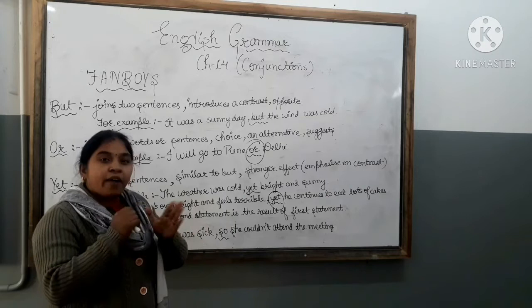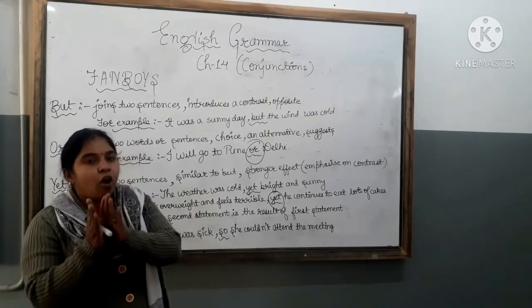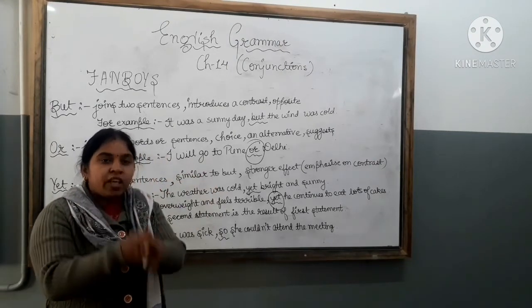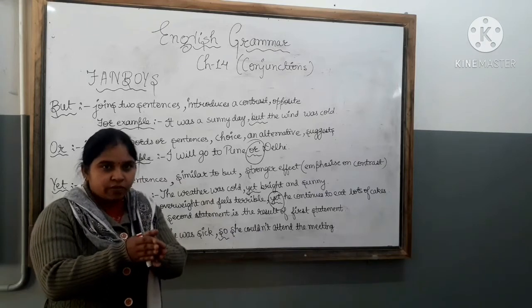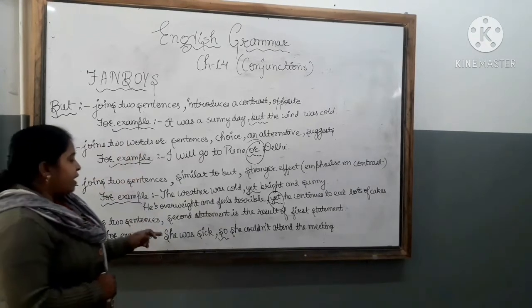Now here we have two sentences. So the second sentence is the result of the first sentence, and between these two sentences we use so conjunction to make a single sentence. Okay, how? Let's have an example.